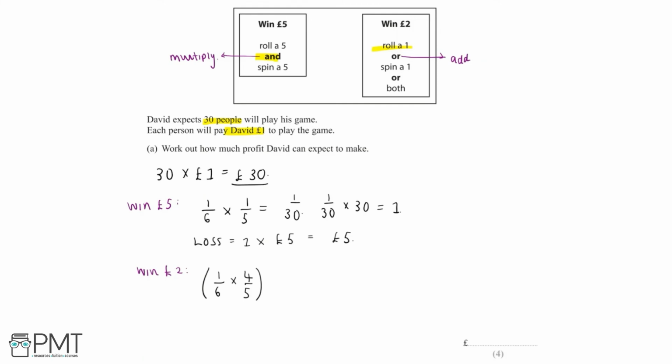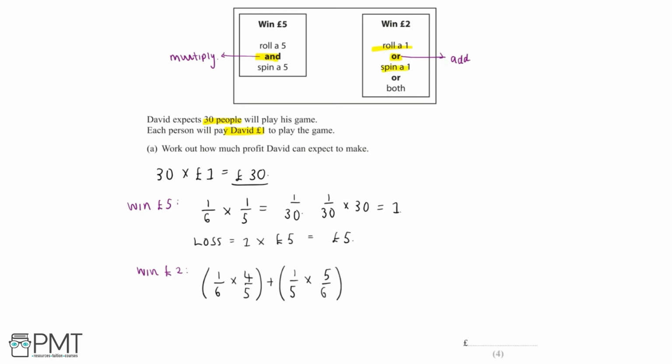Now like we said before, we're looking at the word or, which means we can add this next bit of probability. Now the probability that a player spins a 1 in a fair 5-sided spinner is 1 over 5. But just as before, this comes with the assumption that the player is not going to roll a 1. And so the likelihood of a player not rolling a 1 is the probability that a player will roll any number other than 1. In a fair 6-sided dice, this probability of not rolling a 1 is equal to 5 over 6. And so 1 over 5 multiplied by 5 over 6 is the probability of spinning a 1.